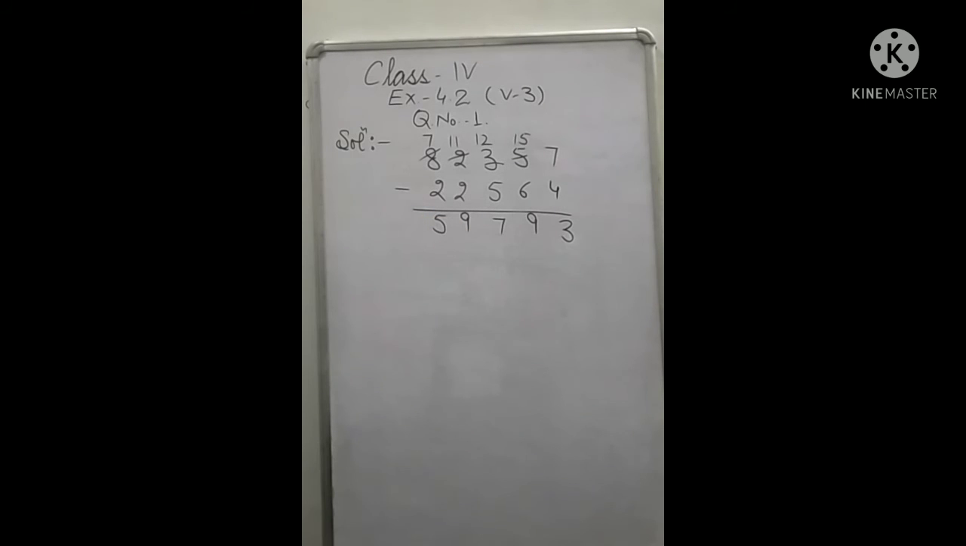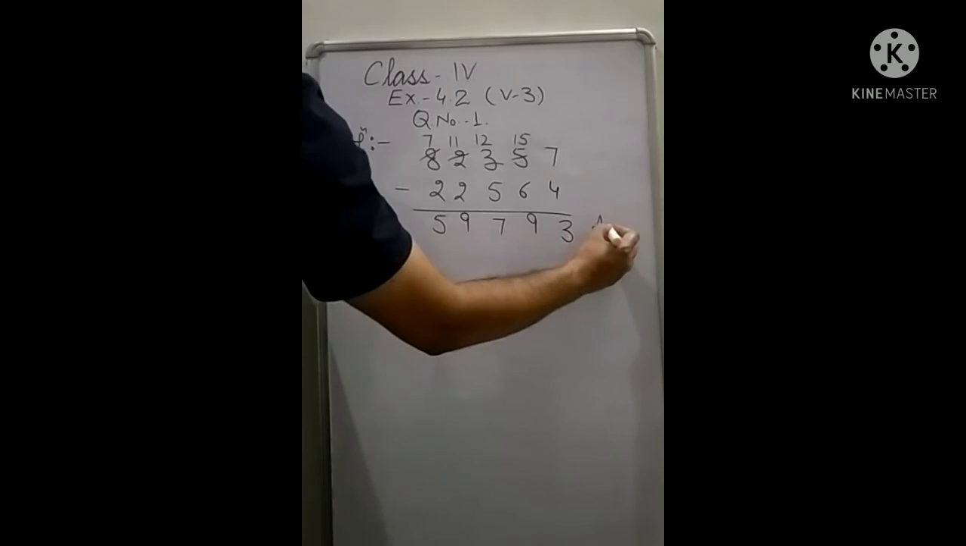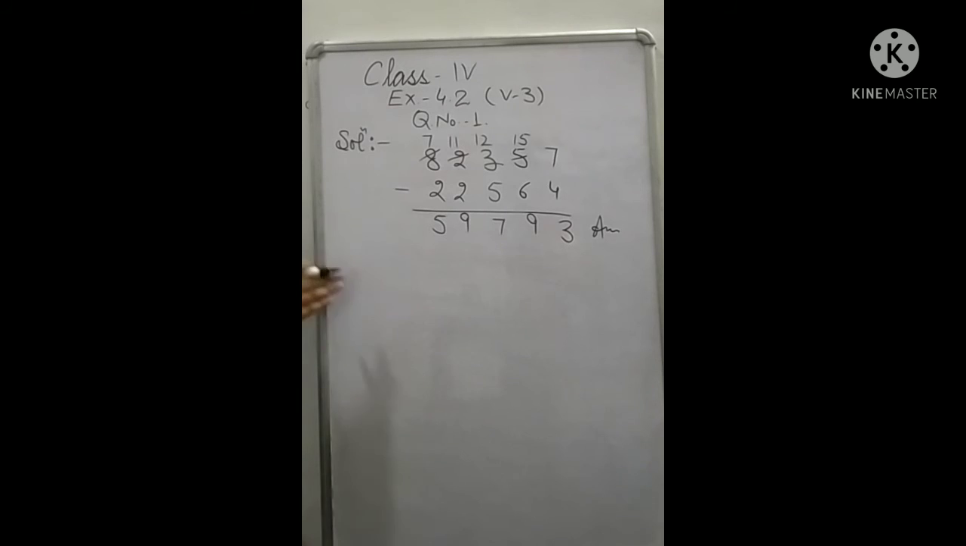So your answer will be 59,793. That much must be added to this so that it will become like this. So therefore, you can directly write the answer here. No need to write again. So this is your answer.